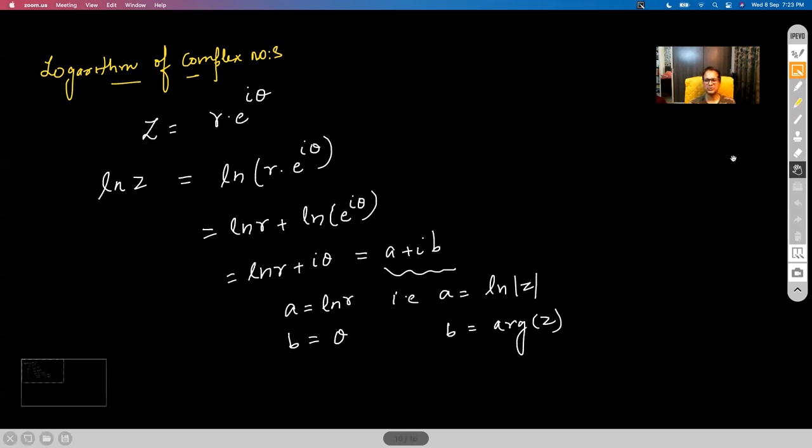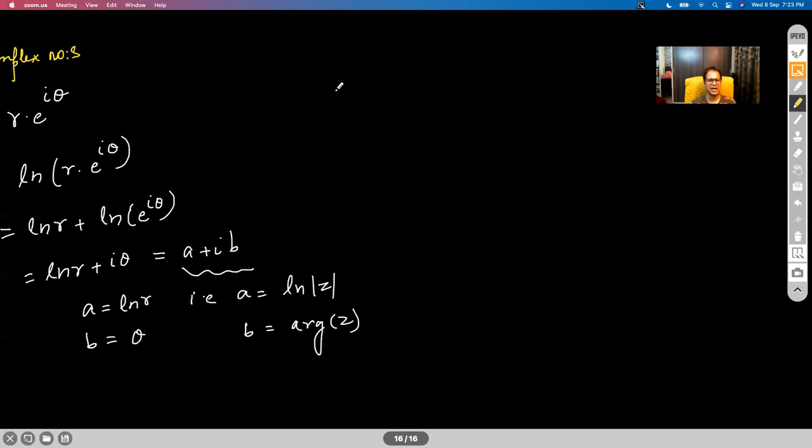So if somebody asks you a casual question here, what is ln of 1 plus i? If you remember this result directly, you can say it is going to be ln root 2 plus i pi by 4. Is it clear? Any question here? So it is a plus ib, a being ln mod z and b being argument of that complex number. So mod of this complex number is root 2, argument is pi by 4. This is your answer. Clear? Any questions?